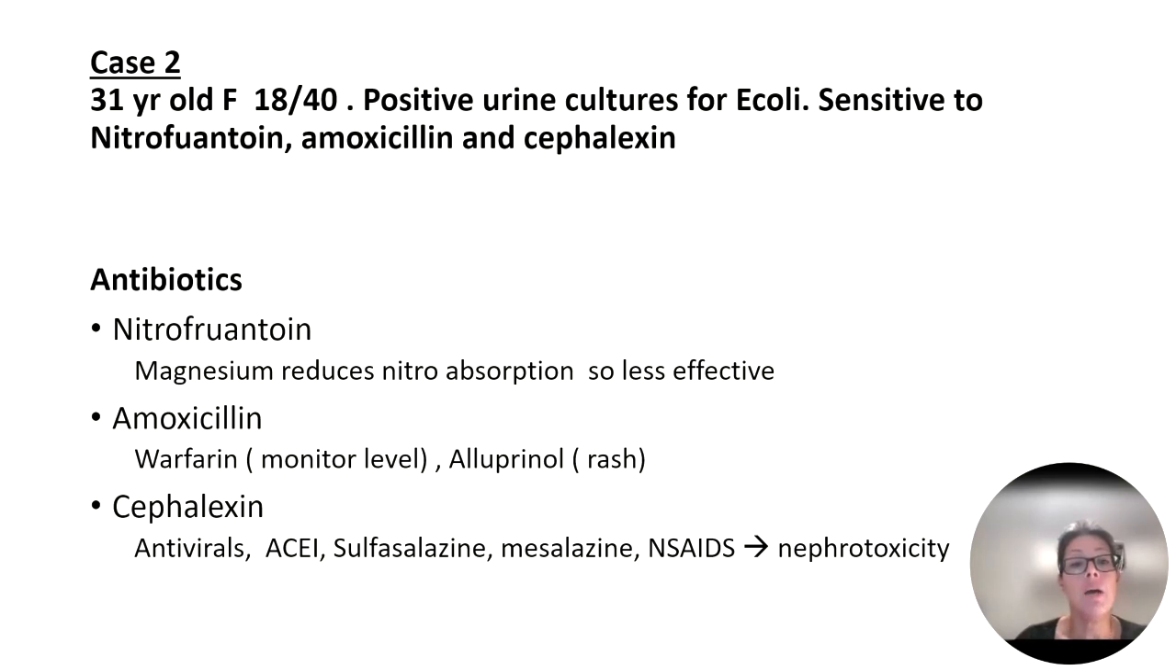Next is a case of a young lady, again in the second trimester. She's had some urinary symptoms, and we now have an E. coli positive urine culture sensitive to 3 antibiotics. At this point, it's important to ensure that she's not taking any other medications because her antibiotics may be less effective. For example, simply if she's taken some magnesium for leg cramps, or for headache maintenance, or for her well-being or sleep, the nitrofurantoin is going to be less effective.